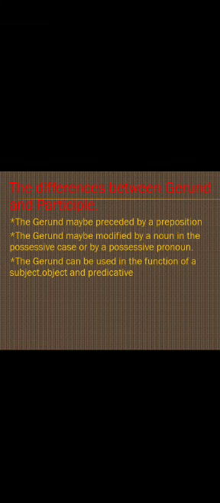The gerund may be modified by a noun in the possessive case or by a possessive pronoun. For example, is there any objection of my seeing her? In this sentence, the verb seeing is preceded by the possessive pronoun my. The gerund can be used in the function of a subject, object, and predicative, and we have talked about it at the beginning of our lesson.